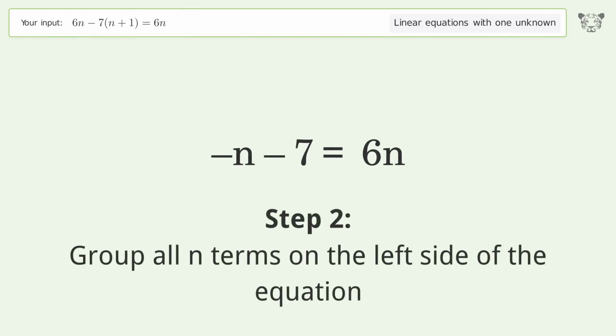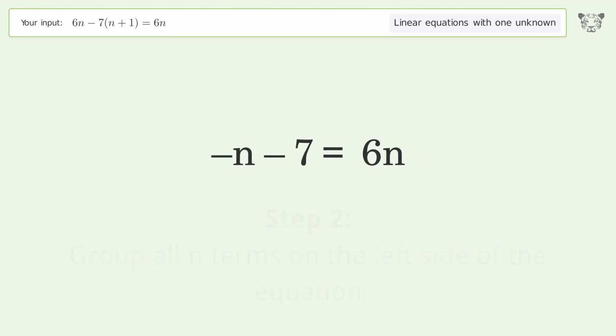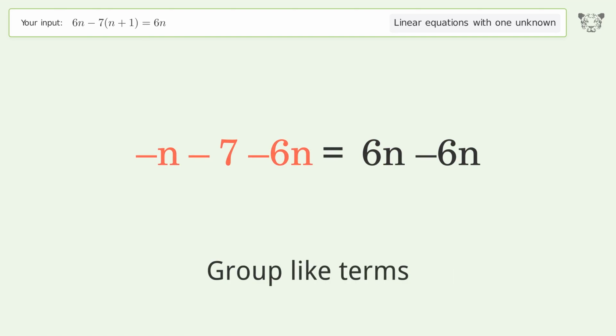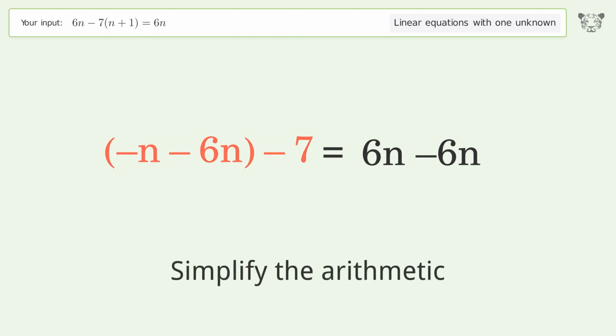Group all n terms on the left side of the equation. Subtract 6n from both sides. Group like terms. Simplify the arithmetic.